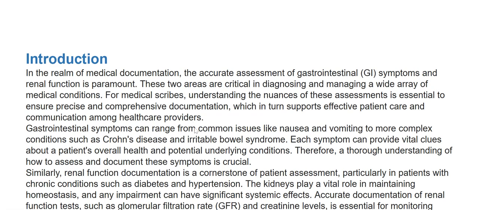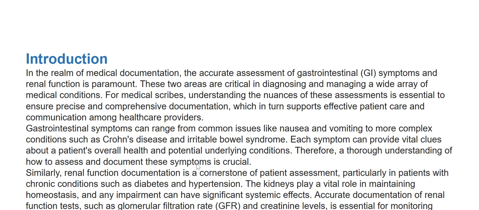Gastrointestinal (GI) symptoms can range from common issues like nausea and vomiting to more complex conditions such as Crohn's disease (CD) and irritable bowel syndrome (IBS). Each symptom can provide vital clues about a patient's overall health and potential underlying conditions. Therefore, a thorough understanding of how to assess and document these symptoms is crucial.